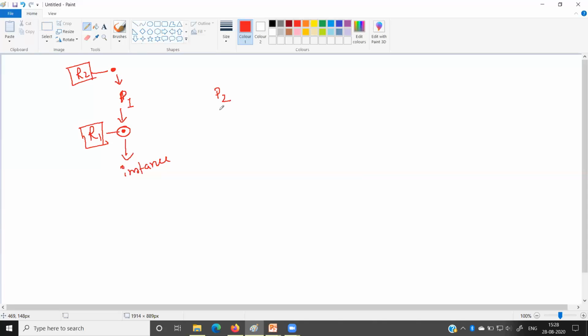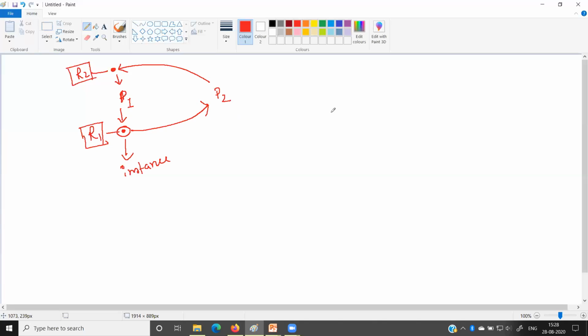Now what will happen? Consider another process P2. P2 already has the resource R1. So this resource R1 is already assigned to P2. But P2 is waiting until and unless it gets R2. Clear? So I have two resources R1 and R2. R1 is assigned to P2.